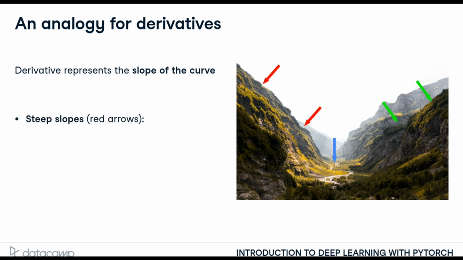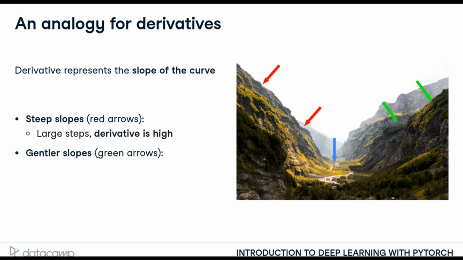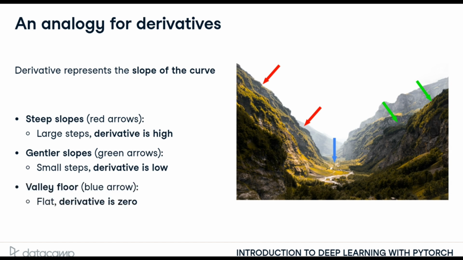Steep slopes, shown by red arrows, indicate high derivatives and large steps. Gentler slopes, represented by green arrows, have smaller derivatives and smaller steps. On the valley floor, shown by the blue arrow, the slope is flat, and the derivative is 0. This point is the loss function's minimum, which we aim to reach.